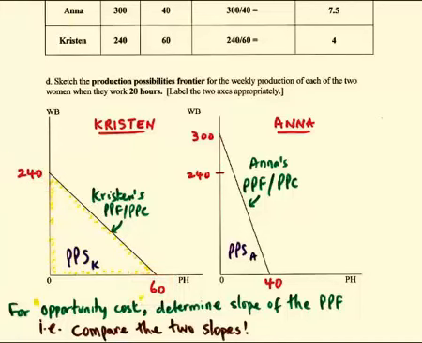So again, the simplest way to determine the opportunity cost of the good on the horizontal axis, in this case potholders, is by the slope of the line that shows the 2 points of specialization. 240 divided by 60 equals 4. 300 divided by 40 equals 7.5. On the horizontal axis is potholders. To get one more potholder, Kristen needs to give up 4 wristbands in production, and Anna 7.5 wristbands.